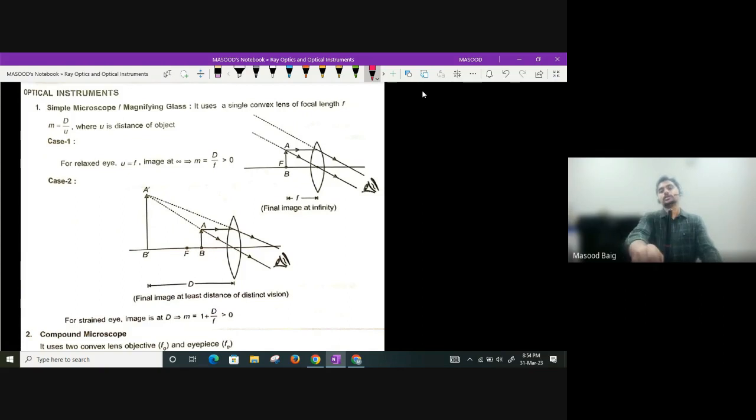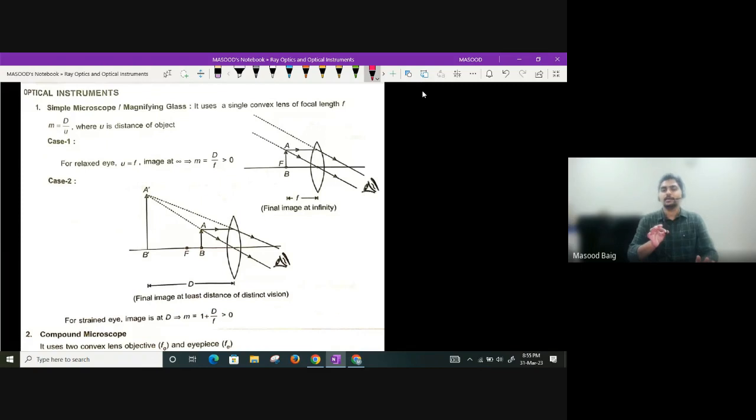So if the object is placed far from your eyes, will your eyes be relaxed? Will they feel any strain? No. So that situation is called your relaxed eye condition. Whereas when the object is brought near, will your eyes feel strained or not? So this will be called strained eye condition or object placed at near point. Object placed at far point, relaxed eye condition. Object placed at near point, strained eye condition.